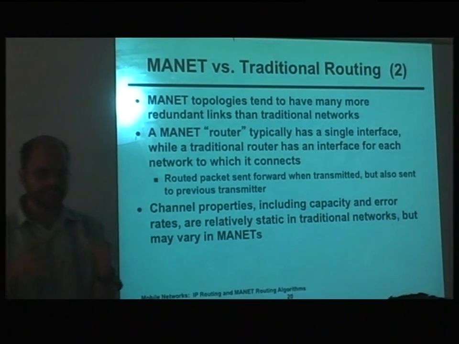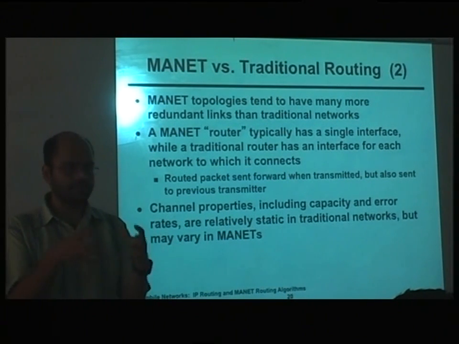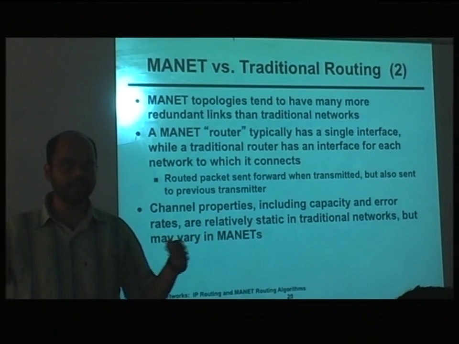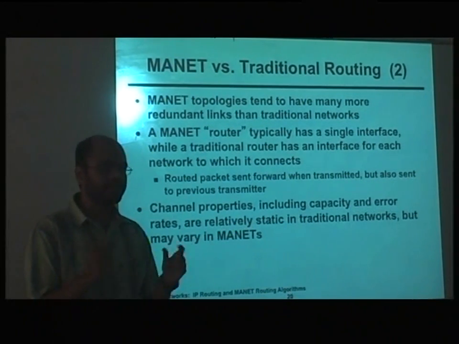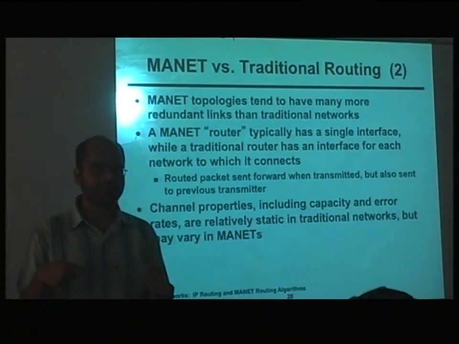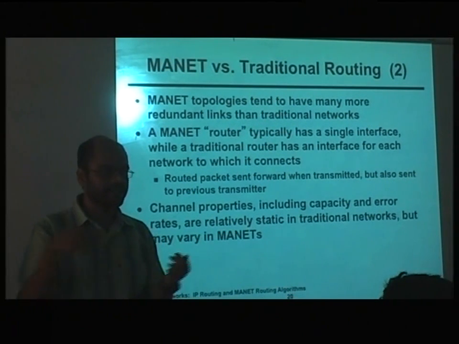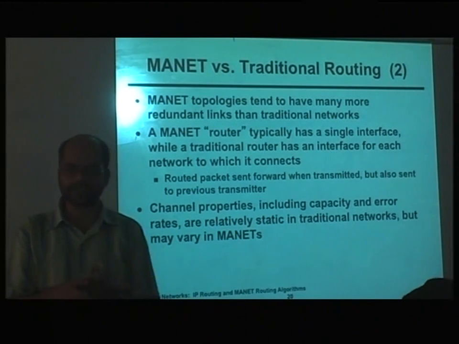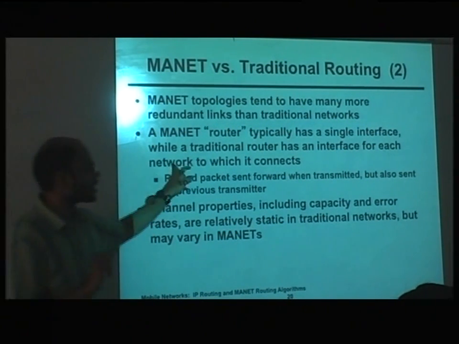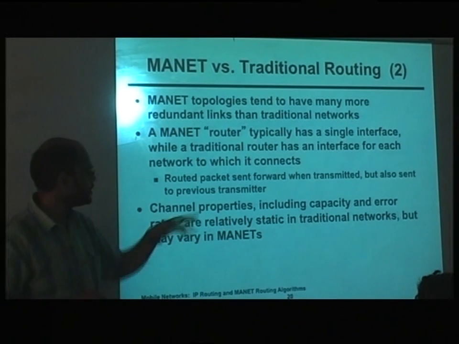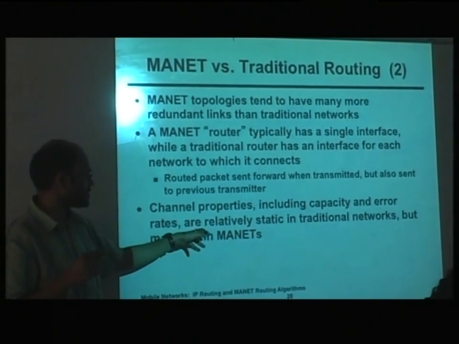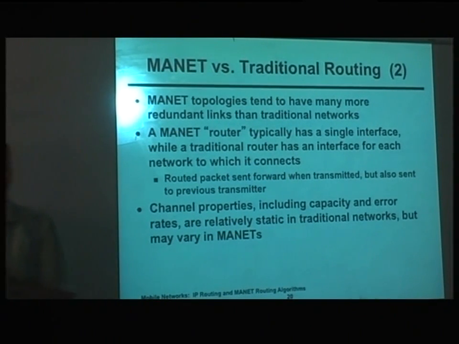In the traditional sense, a router, if you see a box as a router, has at least 2 interfaces. One wire going in, one wire going out. Now in MANET, there are no interfaces because there are no wires. Right? The same interface, the same wireless card that you insert will be acting as multiple interfaces. So this will connect to different subnetworks. Channel properties like capacity and error rates are relatively static in the traditional network, and now it's all changing continuously.